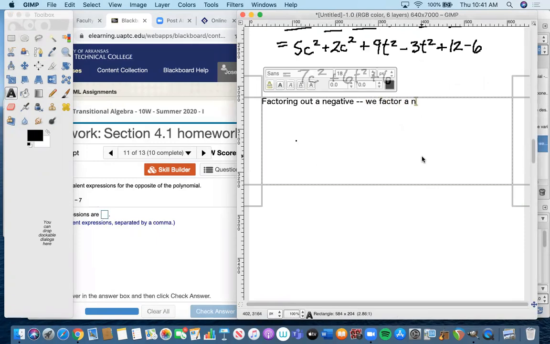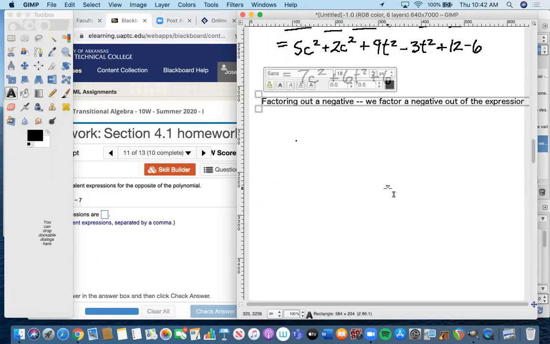We factor a negative out of the expression, and then we change the sign on every term. So we factor a negative out of the expression using parentheses. We're going to put parentheses around the polynomial, and then we're going to change the sign on every term of the polynomial in our new parentheses. So we're going to introduce a parentheses. Okay, so let me show you.